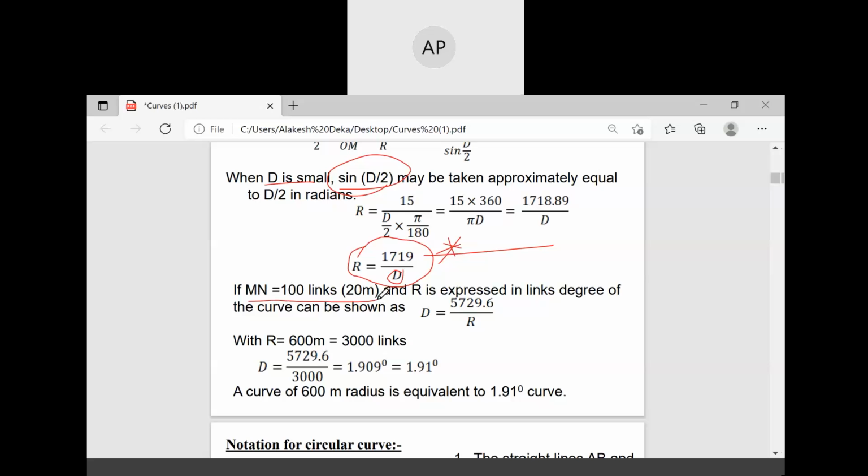If MN equals 100 links, and R is expressed in links, then the degree of curve is defined by this formula. Approximately, suppose a curve has radius R equal to 600 meters. Then a curve of 600-meter radius is equivalent to a 1.92 degree curve.